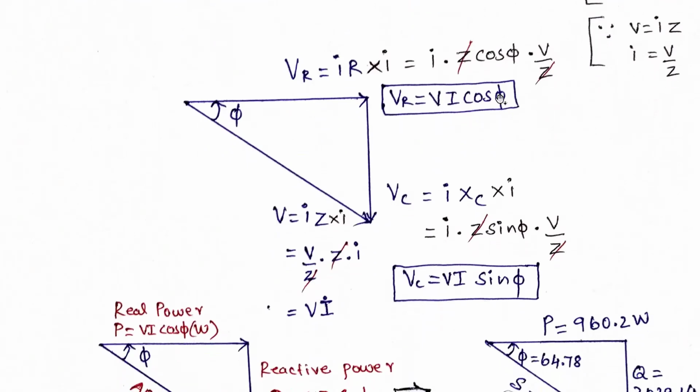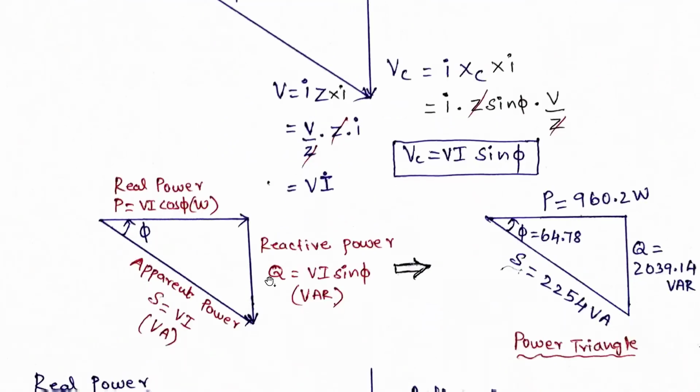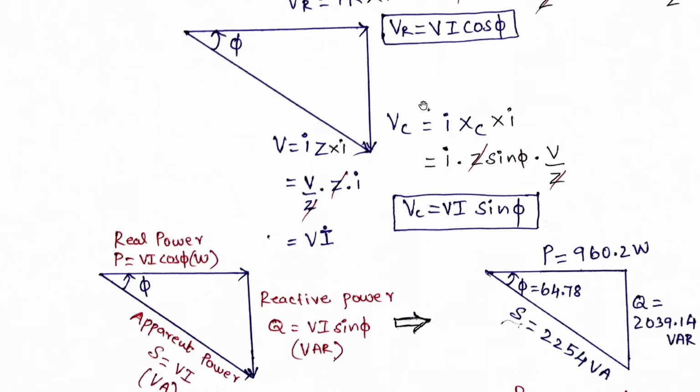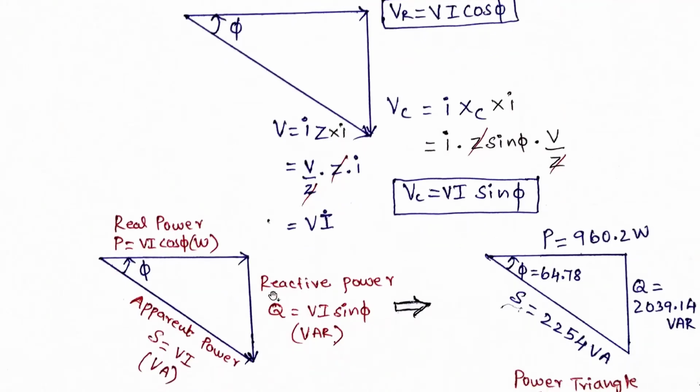This is real power. VA cos phi is real power. VC into I is nothing but Q. Q is nothing but VA sin phi. So this is called the power triangle. In the power triangle, this part is real power, that means VA cos phi. The unit of real power is watts. Reactive power is nothing but Q. Q is nothing but VA sin phi. The unit of reactive power is volt-ampere reactive.